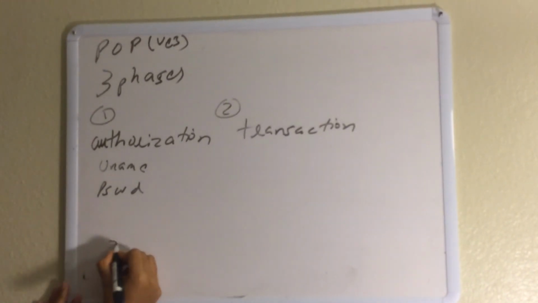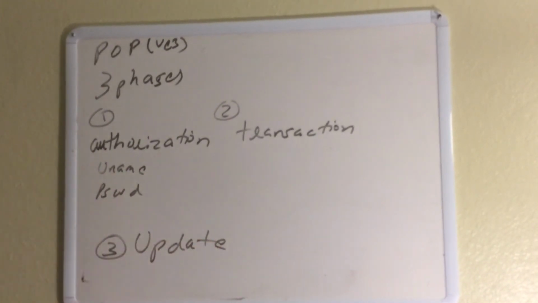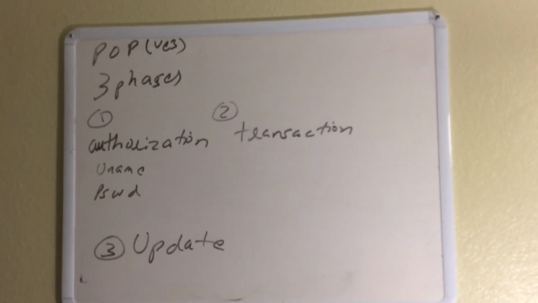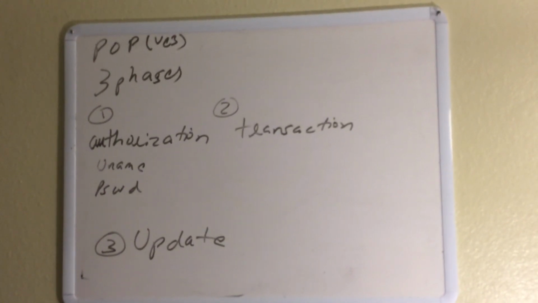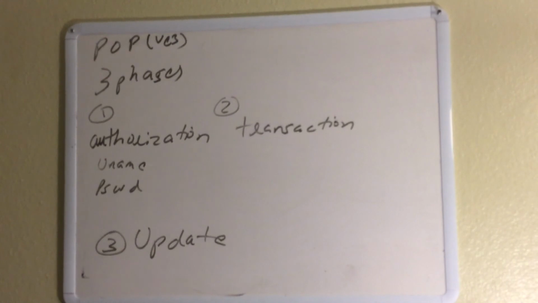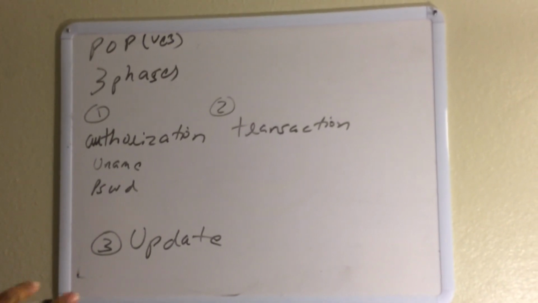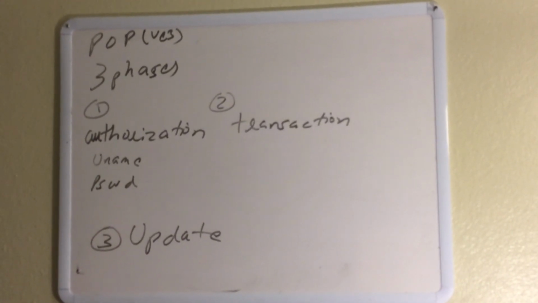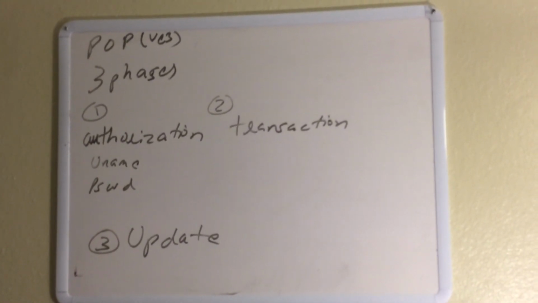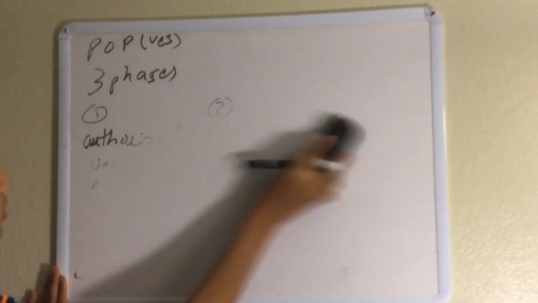And the third phase is update. As soon as the user quits, the POP3 session ends. So then the mail server deletes the messages that were marked for deletion. So whatever the user has marked for delete, the mail server acts on that and deletes all those messages. So this was about the POP protocol.